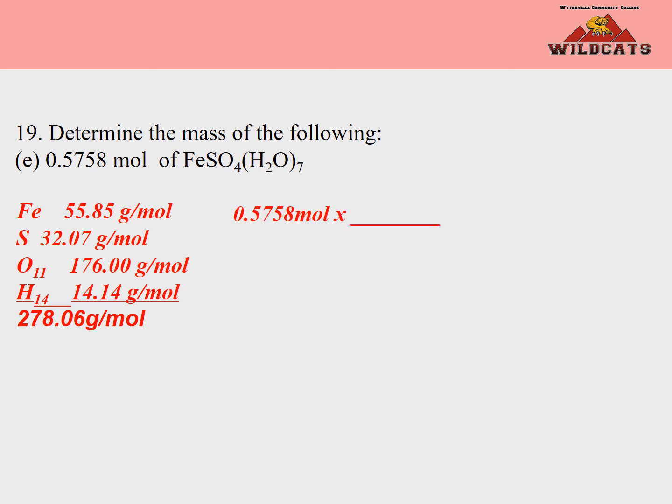So we're going to take the 0.5758 moles, multiplication sign, division bar. We're going to put the moles on the bottom, put the grams on the top, so this is a multiplication problem. And we should end up with about 111.8 grams to 4 significant figures.